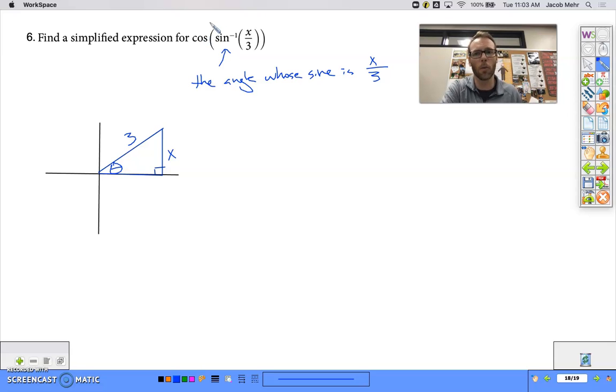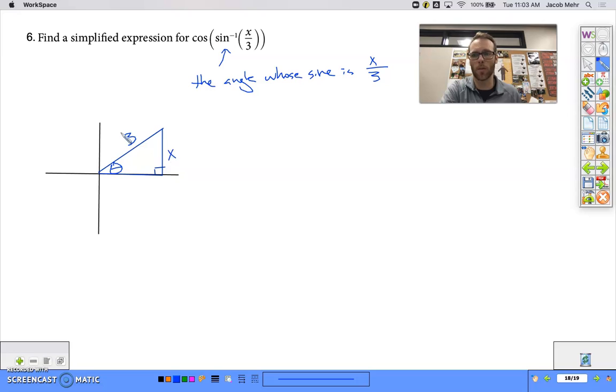And what do we want to find? We want to find the cosine of this angle. So we need to know this distance. Now on my previous two problems like this, where we had to draw a triangle, it was a Pythagorean triple, 3, 4, 5, a 5, 12, 13. Here we definitely don't. We have an x in here, so we're going to use the Pythagorean theorem.